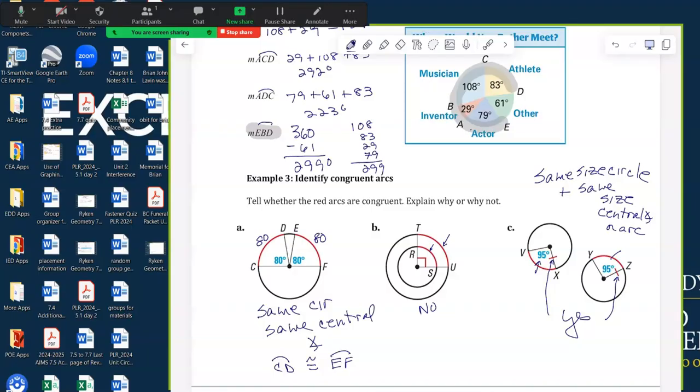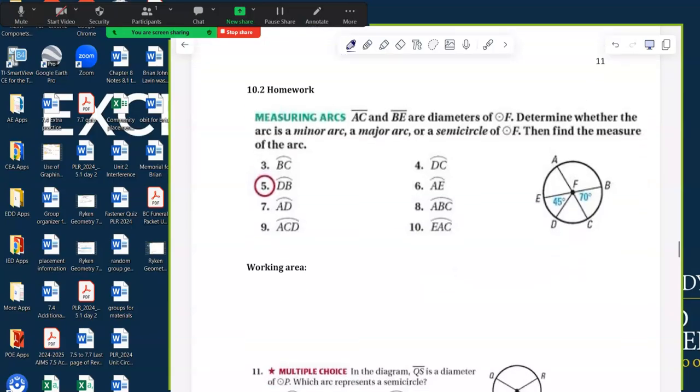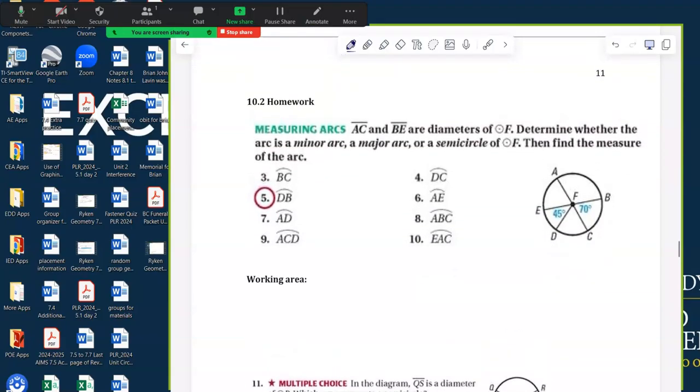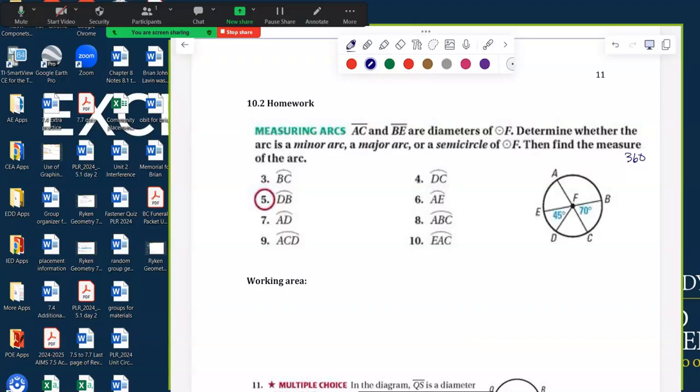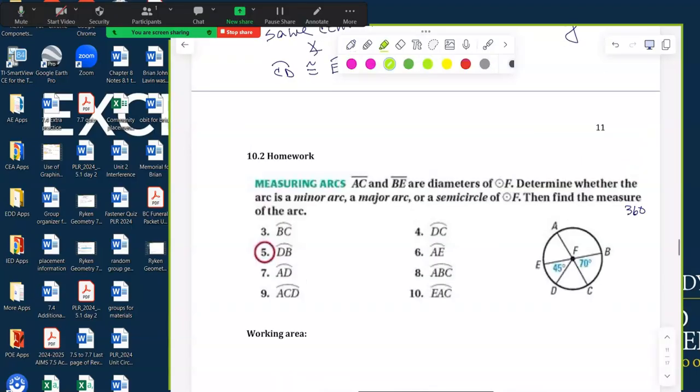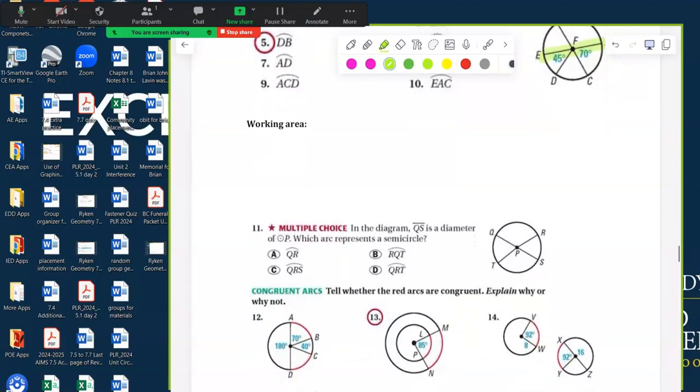Okay, so let's see what we have on the next page. Looks like it's the homework. So let's see if we can preview that. So looking at this, you should be able to fill this in. Remember that you have 360 degrees in the entire thing. And look what I see here. This is the diameter right there. Okay, so you're going to have 180 degrees on each side. You should be able to figure that out. QS is the diameter.